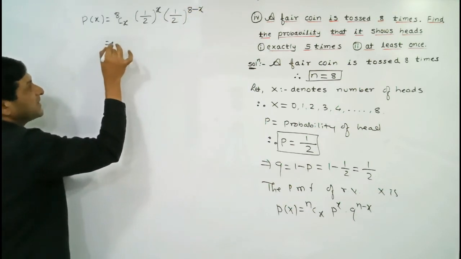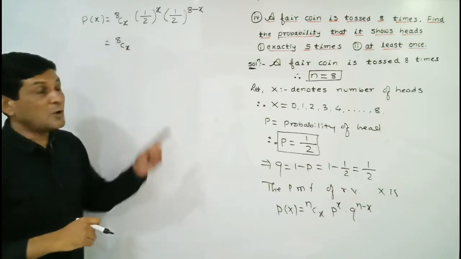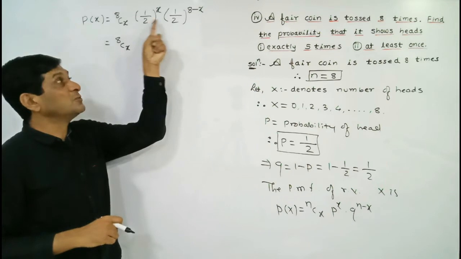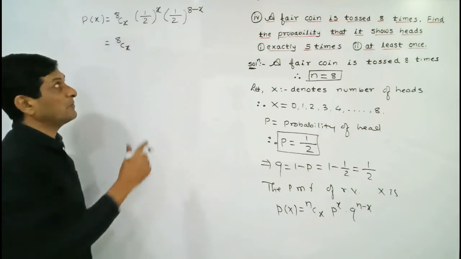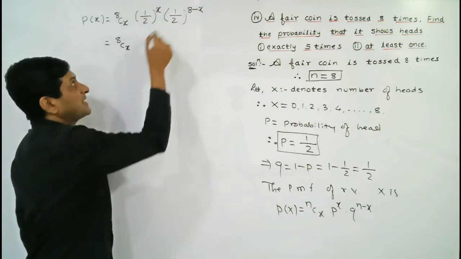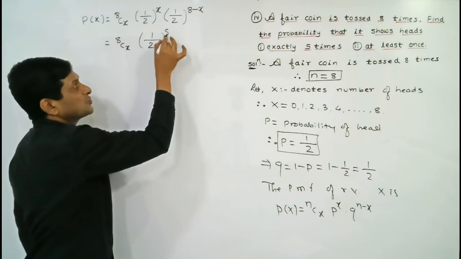So let us simplify it. 8Cx, keep it as it is. Here easily we can observe that the bases of these two terms are the same, and since the bases are the same, we are taking addition of powers. If we are taking addition of powers, x and minus x will get cancelled. What result are we getting here? 1/2 raised to power 8.